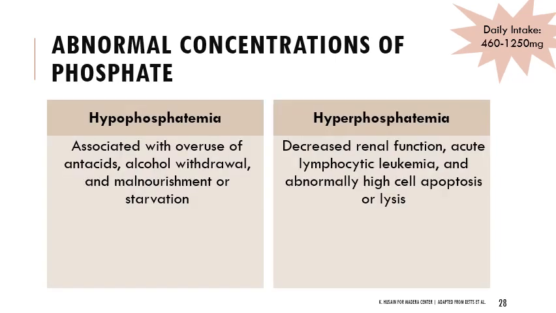Your recommended daily intake of phosphate ranges anywhere from 460 to 1250 milligrams. Hypophosphatemia is associated with overuse of antacids, alcohol withdrawal, and malnourishment or starvation. Hyperphosphatemia is associated with decreased renal function, acute lymphocytic leukemia, so different types of cancers. Phosphate's also found in the phospholipid membrane as well as inside of the cell. And so if you have a lot of cells actively being lysed or undergoing apoptosis or programmed cell death, then you have a lot of phosphate being released and you have hyperphosphatemia.